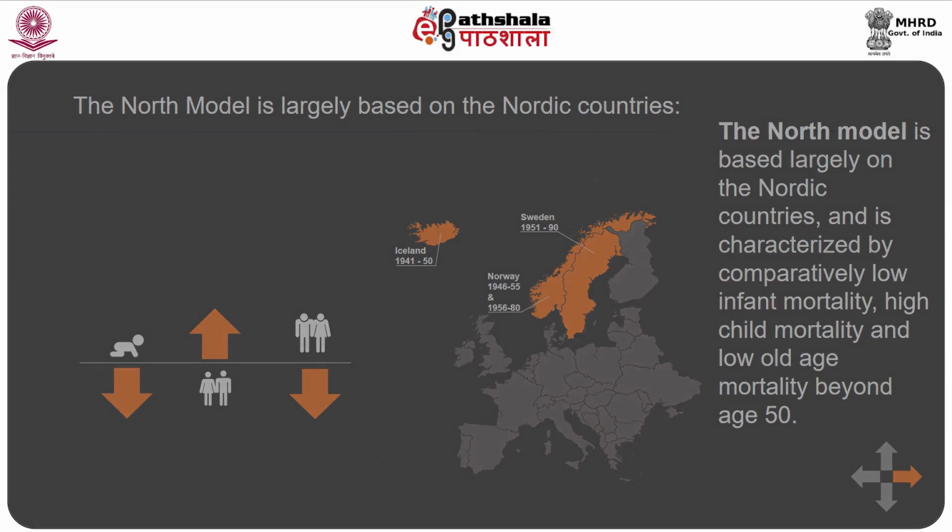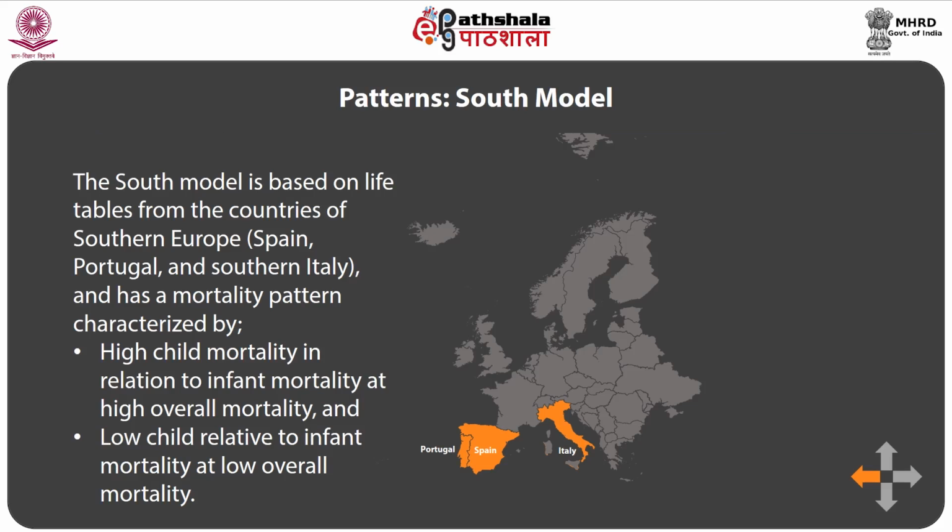The South model is based on life tables from the countries of Southern Europe, Spain, Portugal and Southern Italy, and has a mortality pattern characterized by high child mortality in relation to infant mortality at high overall mortality, low child mortality relative to infant mortality at low overall mortality. Countries: Spain, Portugal, Italy, Southern Italy and regions of Sicily, covering a period from 1876 to 1952.